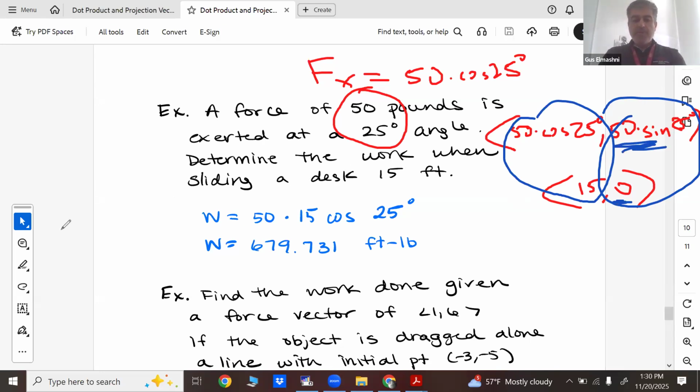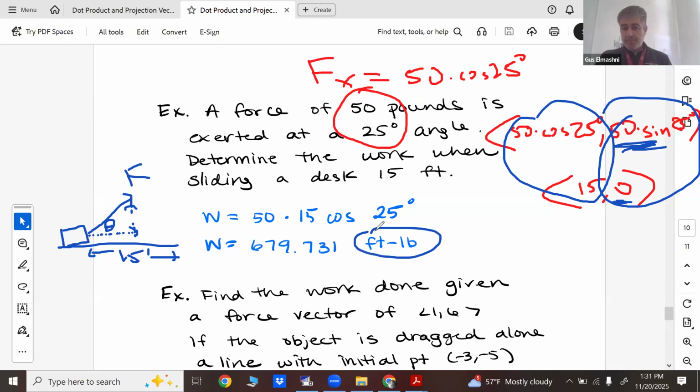Or another way you can think about it too is that here's the object. Here's the ground. I have to travel 15 feet. I'm pulling on it like this. My force is being pulled in this direction. But I got to break this down into its horizontal component. How do I do that? Cosine theta equals the horizontal component divided by F. Or to solve for the horizontal component, I just multiply it by cosine 25. And we give it as foot-pounds because the force is given in pounds and the distance in feet.